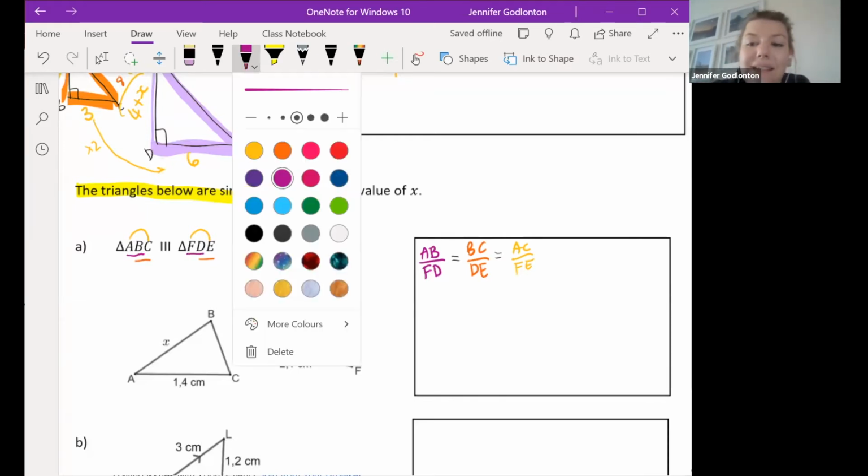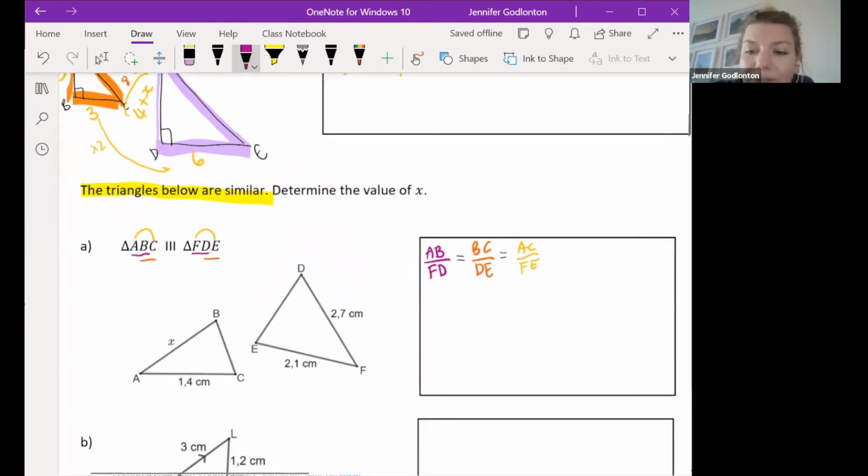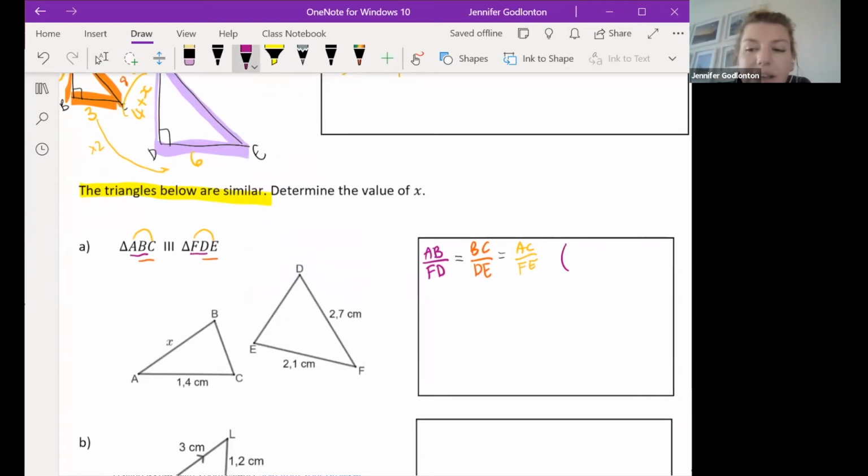When we make this ratio sentence, we have to say a reason for saying it. In this case, it is because triangle ABC is similar to triangle FDE. Oh, good. I'm glad that some of you have done this in class. So these can be in any order. Like you could have BC over DE equals AC over FE. That's totally fine, as long as these are written in the right order.